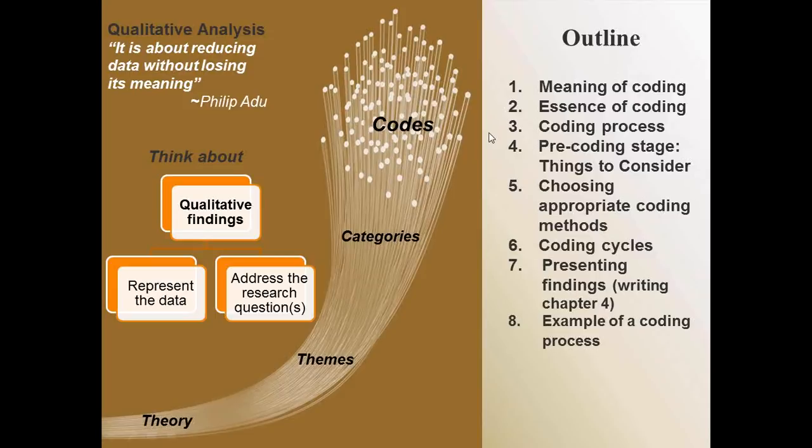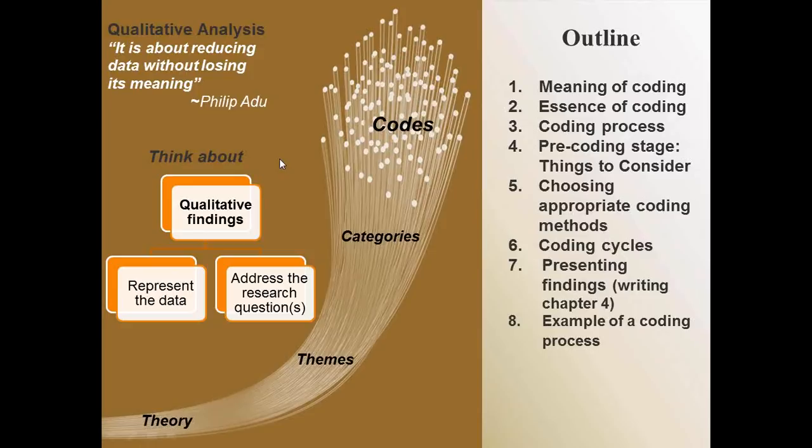So qualitative analysis is all about data reduction. At the end of the day, the findings should represent the data that you have collected, and at the same time, the findings should address your research question. One thing you also have to think about is that in analyzing your data, you always start with coding. You code the data, you categorize the data, and sometimes you come up with themes, and especially those who are doing grounded theory, you come up with theory to explain the phenomenon that you are focusing on. So this is just a brief picture of what I'm going to talk about. If you forget what I'm going to present, don't forget this: data analysis is all about reducing data but not losing the meaning.